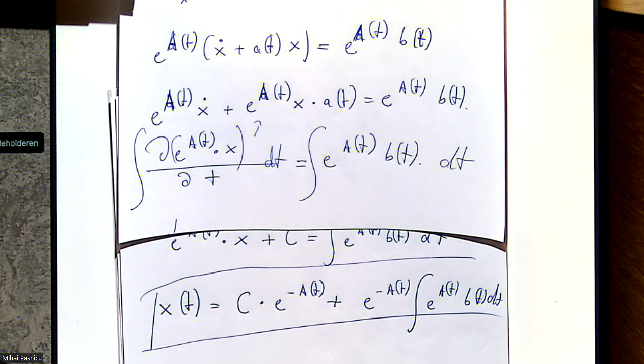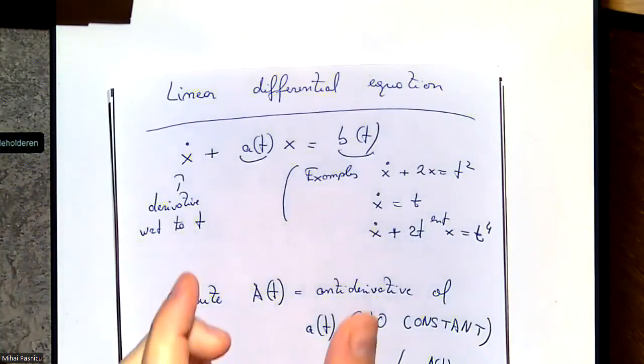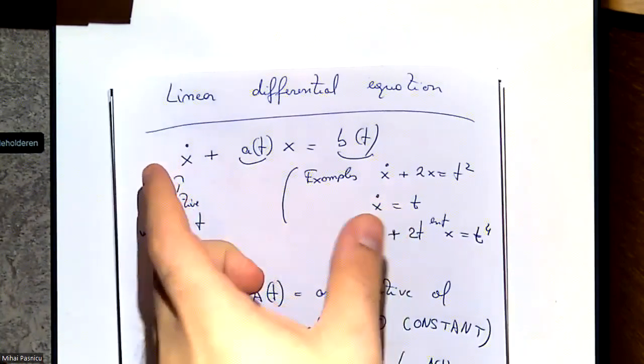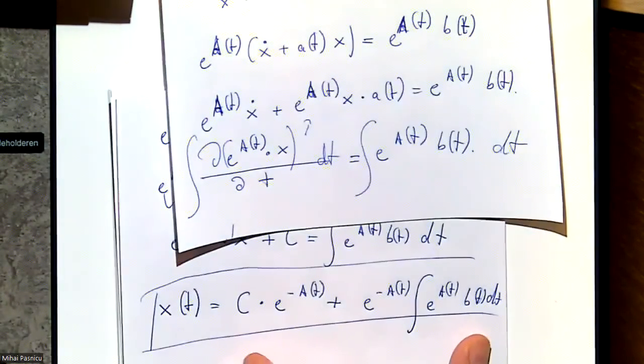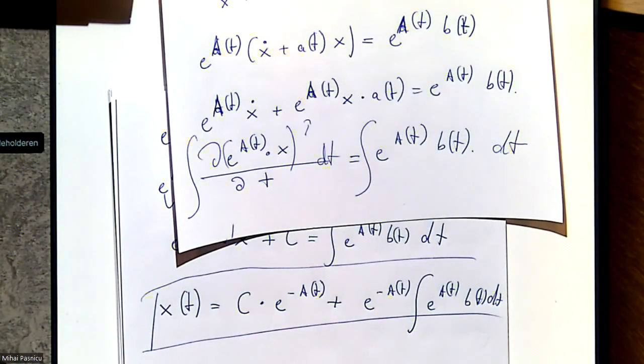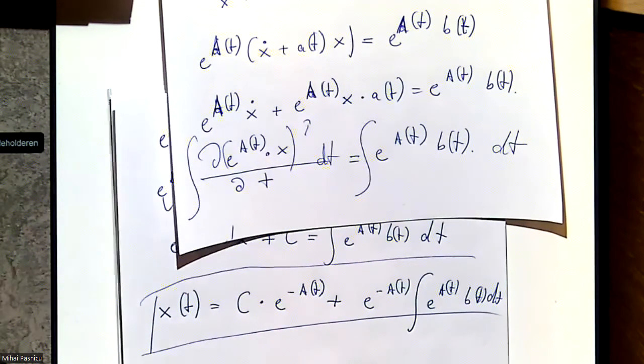Now, literally, this is everything you need to know about linear differential equations. You need to know how to identify it. You need to know, when you look at it, what is my A(t), what is my B(t), and then you just need to plug it in and get your result. That is literally all. I'll show you.